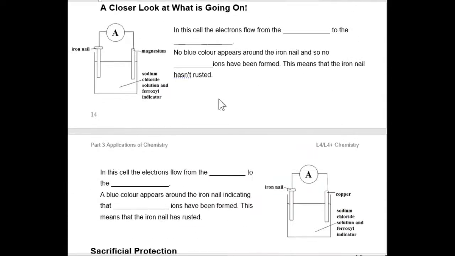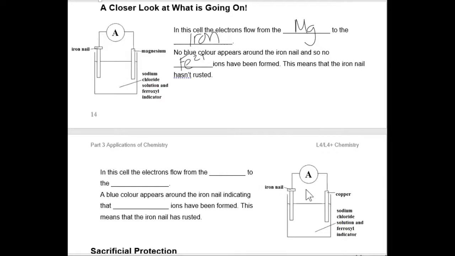A closer look at what's going on. In this cell, the electrons flow from the magnesium to the iron nail because magnesium is above iron. No blue colour appears around the iron nail, and so no Fe2+ ions are being formed. Remember that peroxyl turns blue in the presence of Fe2+. This means that the iron nail hasn't rusted.